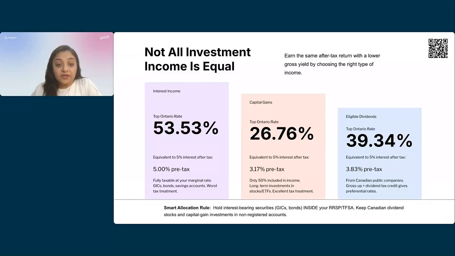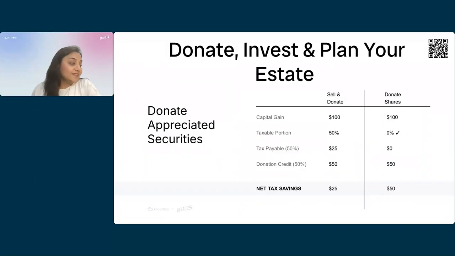So, bottom line, it's not just about how much you earn, it's how you earn it. Interest gets taxed the hardest, capital gains are the most efficient, and dividends sit comfortably in between. And that takes us to our next slide: donate, invest, and plan your estate.